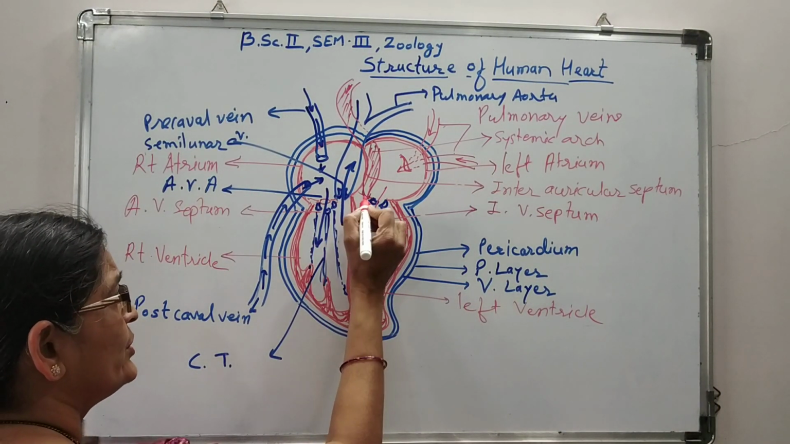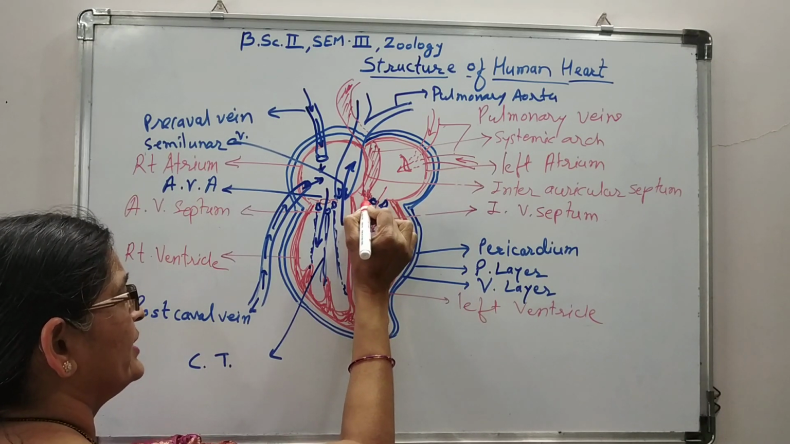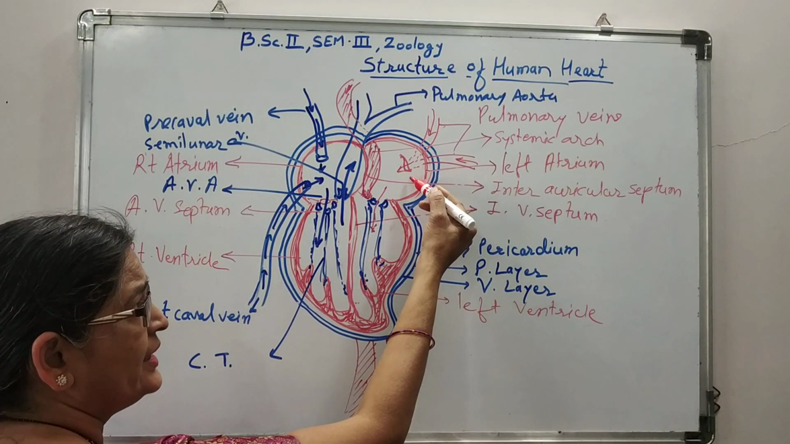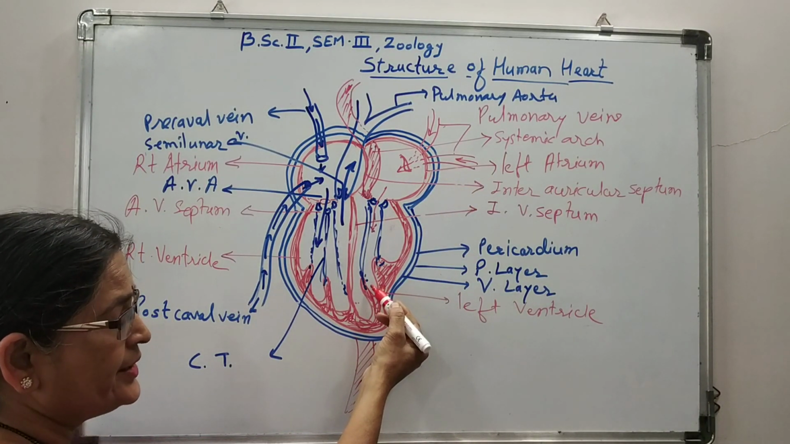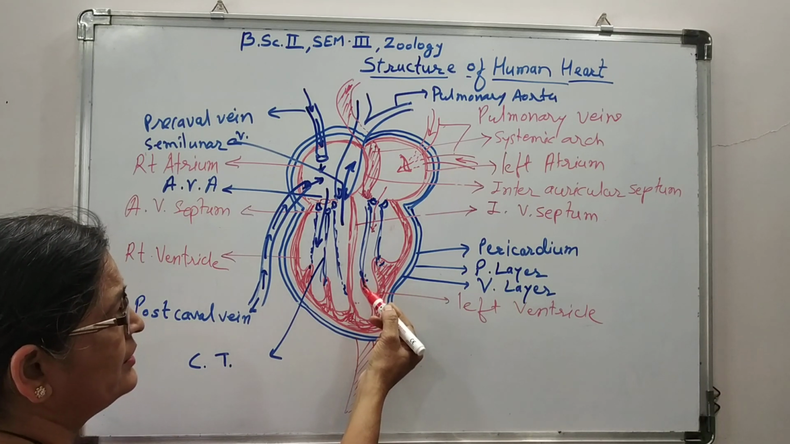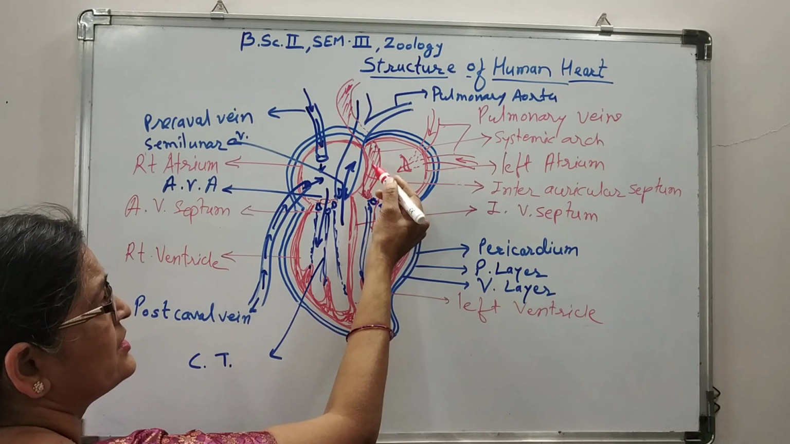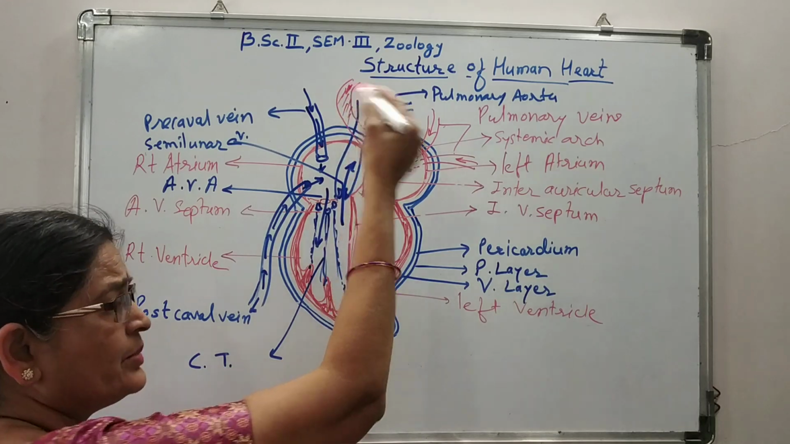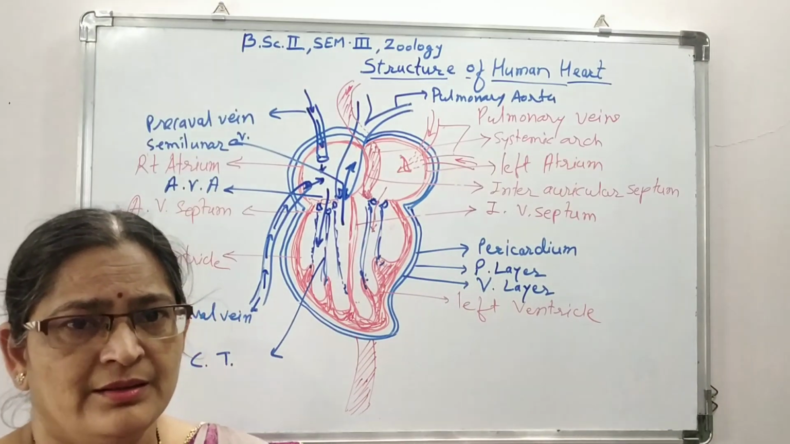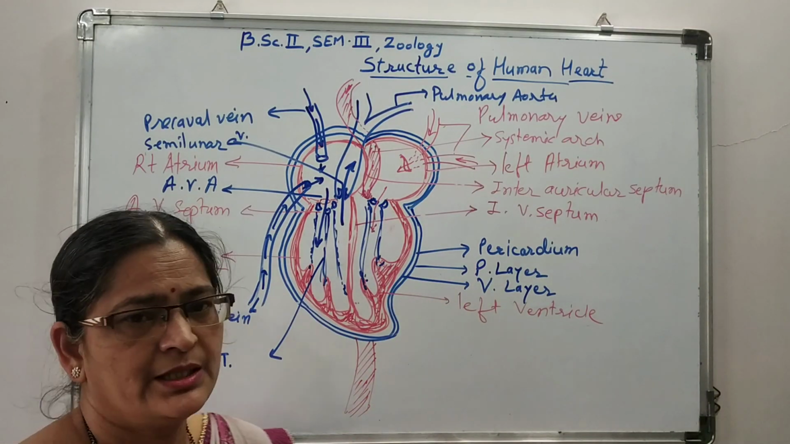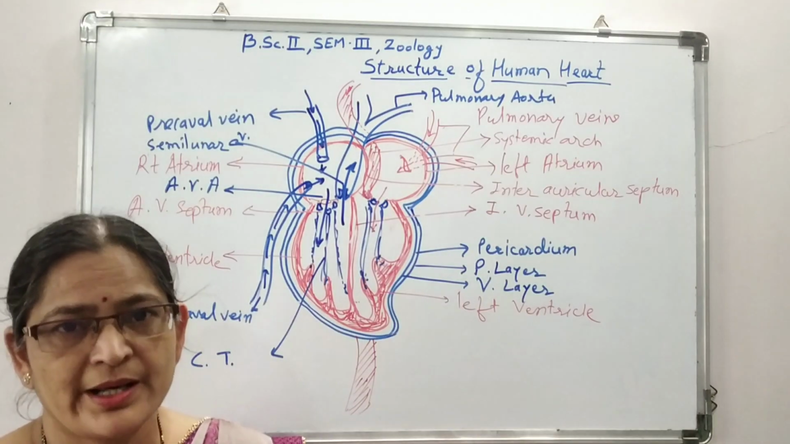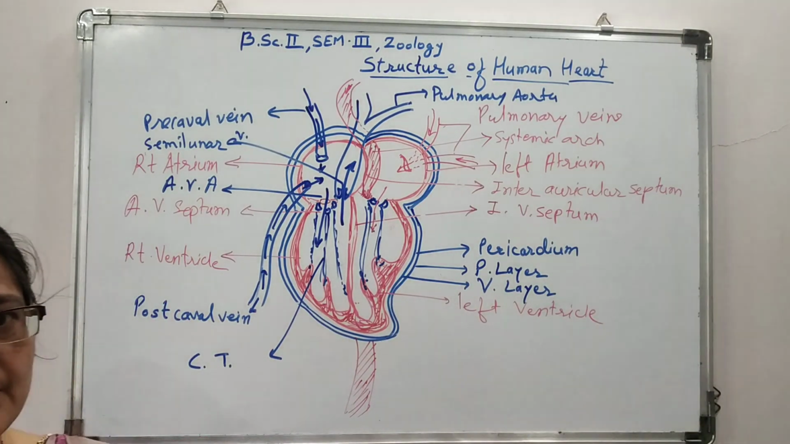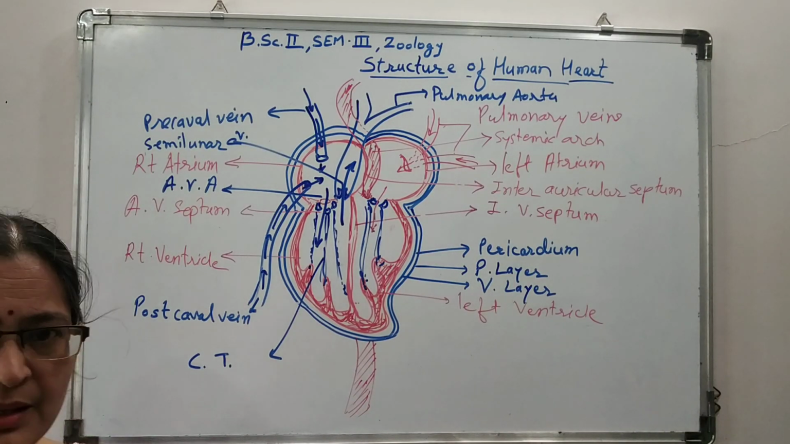Now you can observe here, like this pulmonary aorta, this systemic arch is again guarded by these semilunar valves. Pure blood from this left atrium enters into the left ventricle, and from the left ventricle it passes into this systemic aorta or systemic arch. This systemic arch further divides a number of times and supplies this pure blood or oxygenated blood to various parts of the body. So students, this is about the structure of the human heart.